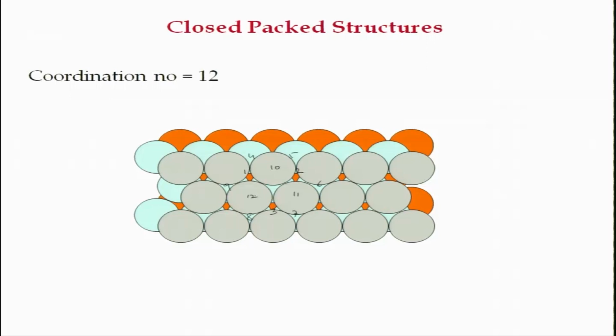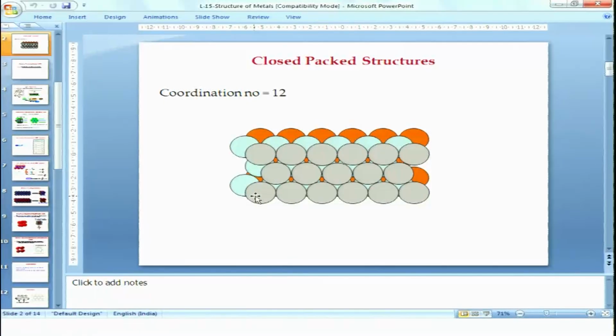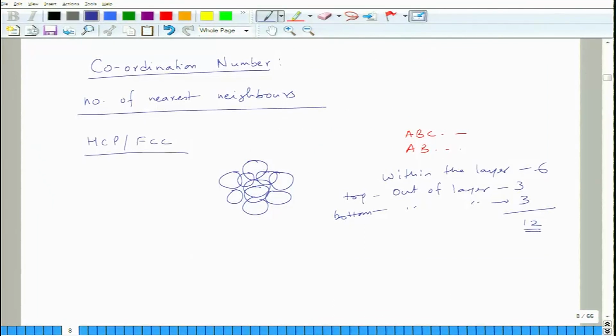So each atom has 12 nearest neighbors in FCC or HCP structure. So the coordination number in this case is 12. In case of BCC, the coordination number is 8, which was obvious. In case of simple cubic, the coordination number was 6. So you can see that the number of nearest neighbors is largest in a close packed structure.